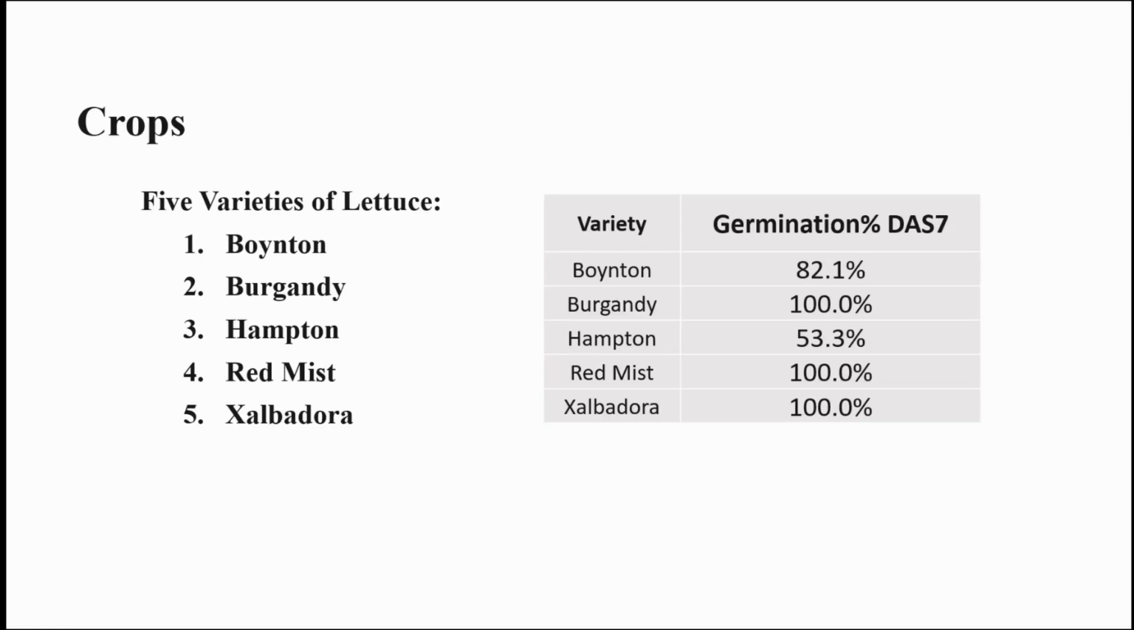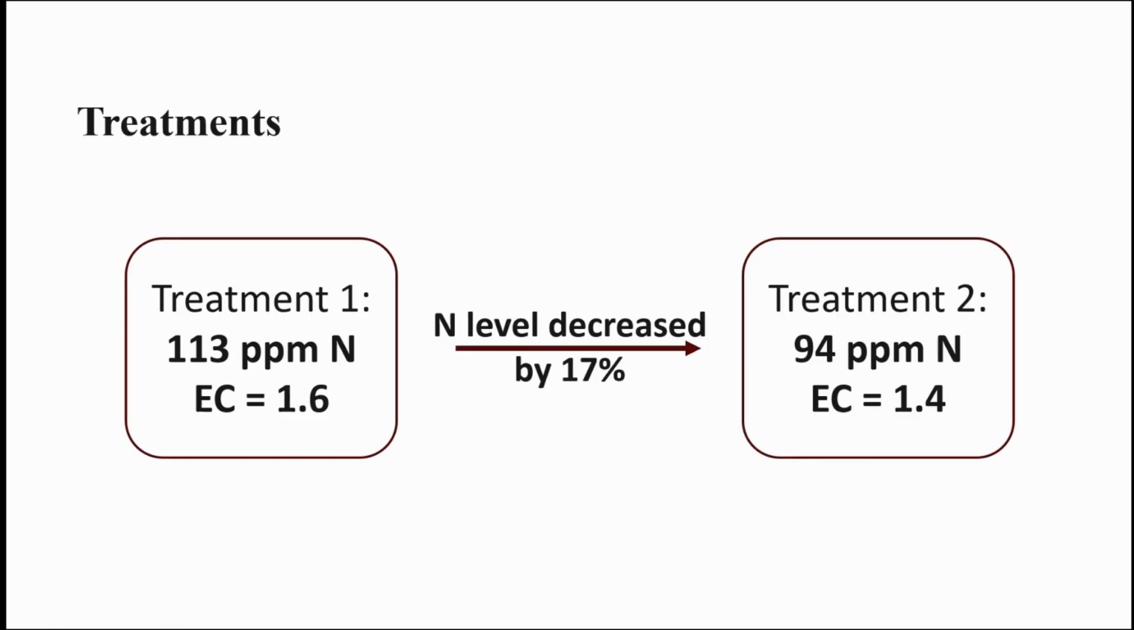So we included five different cultivars, or varieties, of lettuce, including Boynton, Burgundy, Hampton, Red Mist, and Jabodora. So for the germination rates of the five different varieties of lettuce, you can tell here is the germination rate. The Hampton seems to have resulted in a very low germination rate compared to the other cultivars or varieties.